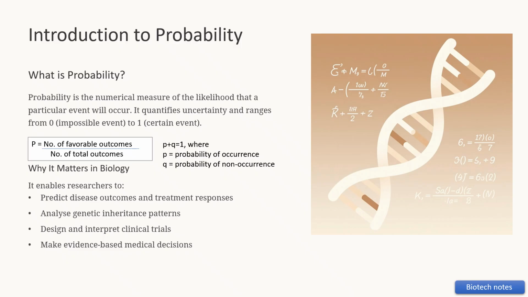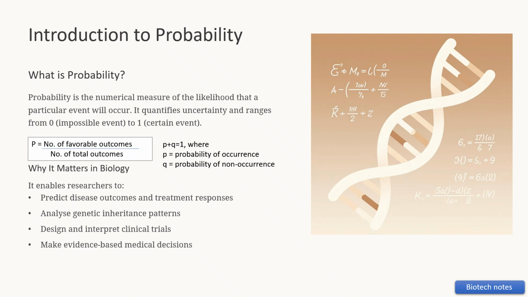So, what is probability? Probability is the numerical measure of the likelihood that a particular event will occur. It quantifies uncertainty and ranges from 0 to 1. 0 means impossible event, 1 means certain event. For example, the likelihood of getting tail or head while tossing a coin.